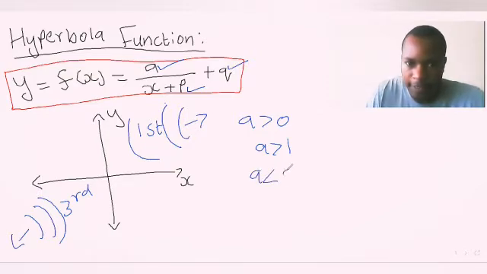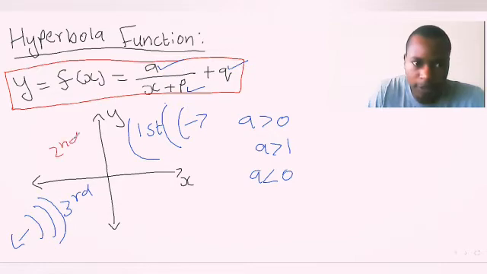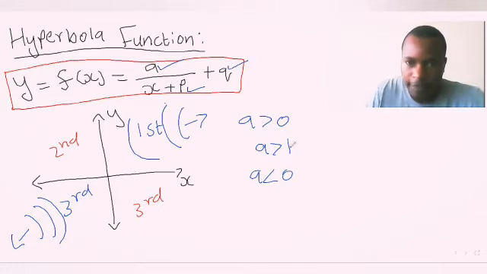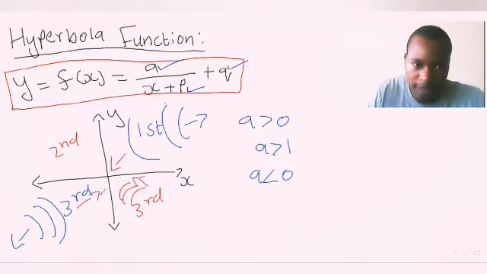If A is less than 0, so that would be a negative A, it means that your graph would then be in the second quadrant as well as the fourth quadrant. And if A is between 0 and 1, you are essentially compressing your graph. So your graph goes closer and closer to the X and Y axis. So it goes in that direction. Same with the first and the third quadrants as well. So that would be the effects of A.